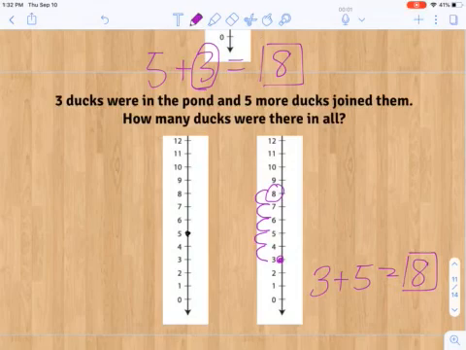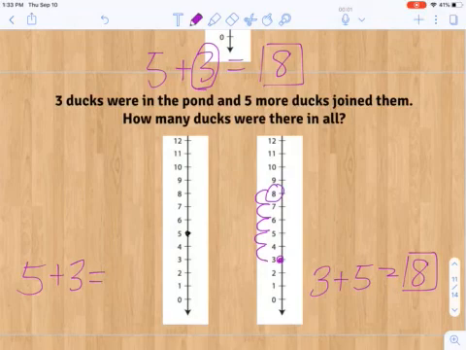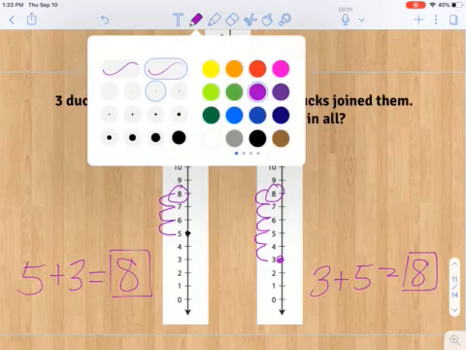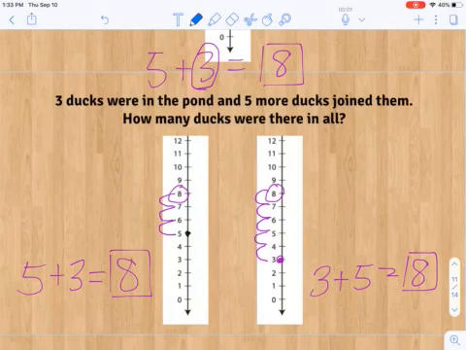Let's compare that to the first problem we did. We had 5 frogs and 3 more that joined them. So we started at our 5 and we used the same counting on strategy to go 1, 2, 3 more. We ended up at 8. What do you notice about these 2 problems?